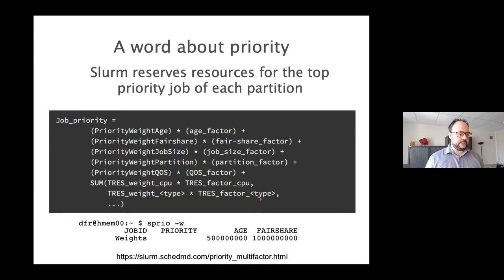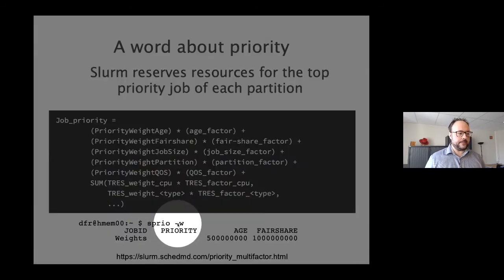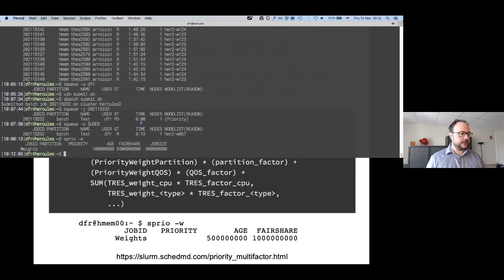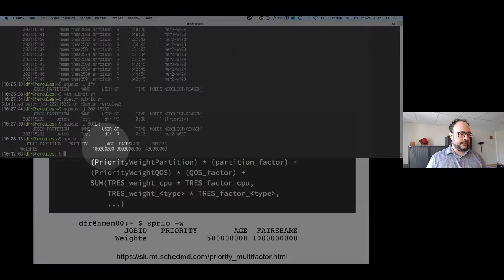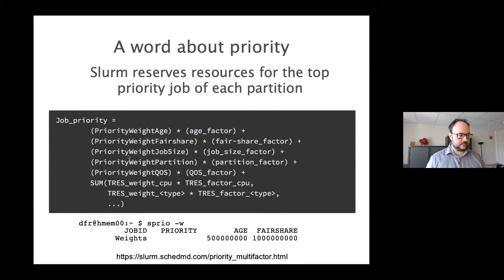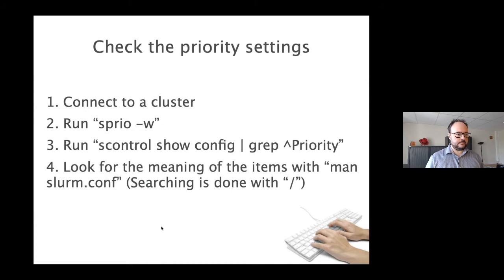So here you see the output of sprior -W on HMAM, which is the whole cluster that was decommissioned this year. And you see here the weights. Okay, I can run the same command here on Hercules, and you see that the important factors here are the age, fair share, and the job size. So you can try to connect to a cluster just like I did and run sprior -W to see what the priorities are.